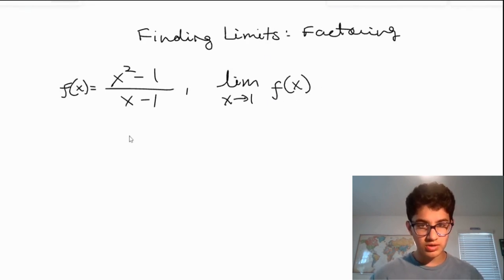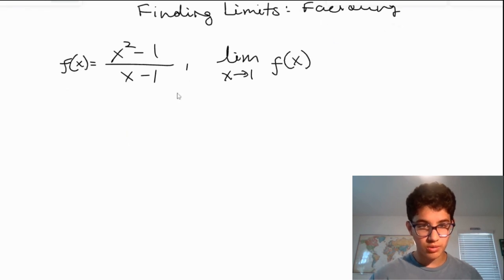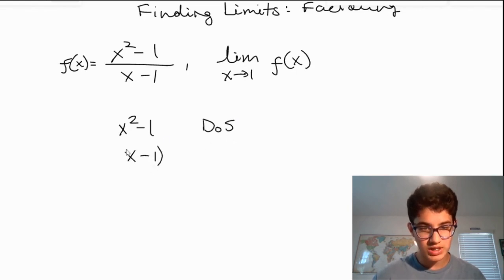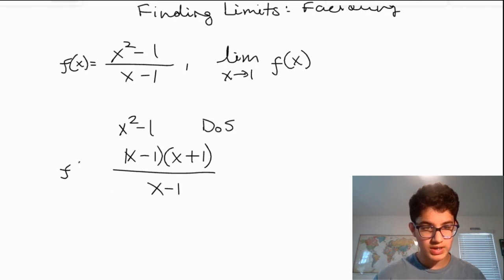So the first thing we can do, we're going to remember factoring is what we're doing. That already gives you a clue about what to do. Notice that x squared minus 1 is just a difference of squares, right? So we can write this as x minus 1 times x plus 1. So this is our numerator and we're dividing it by x minus 1. And so f of x is equal to this, right?